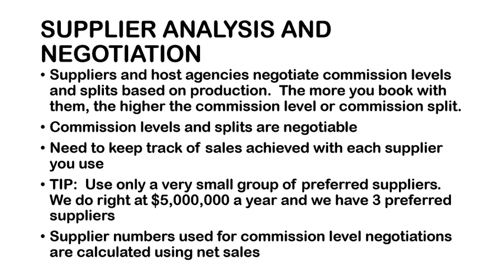And this goes back to something I've always said. When you're doing preferred suppliers, do as few preferred suppliers as possible, because that's going to increase your commission level with each of those suppliers. Basically we do right at $5 million a year, and we have 3 preferred suppliers. So what it does is keep us at the highest commission level with all of our preferred suppliers.